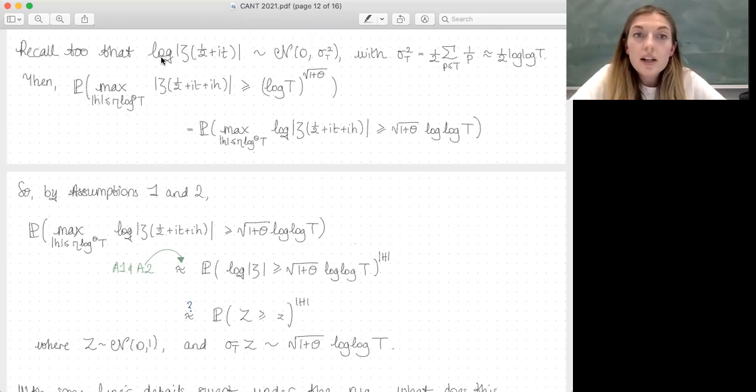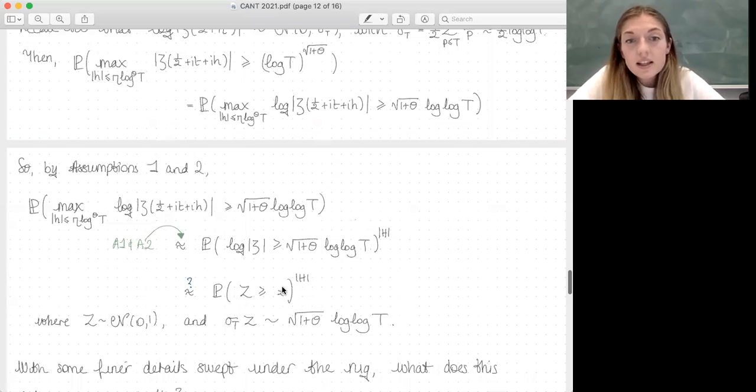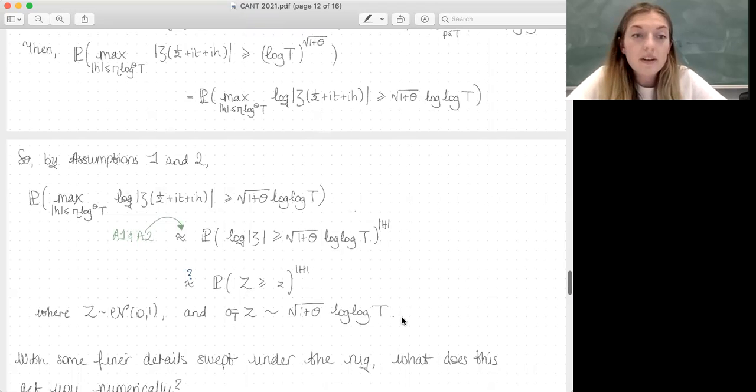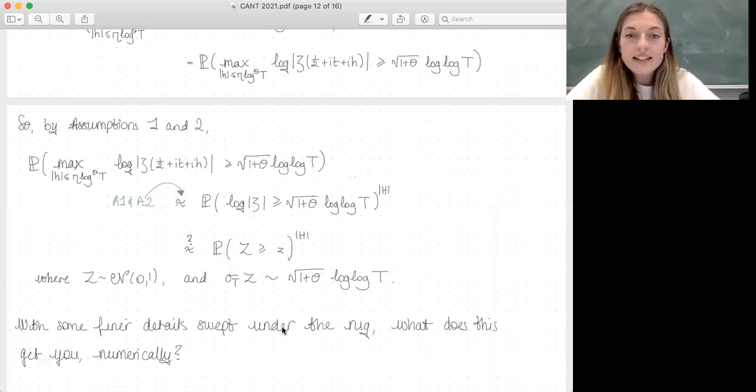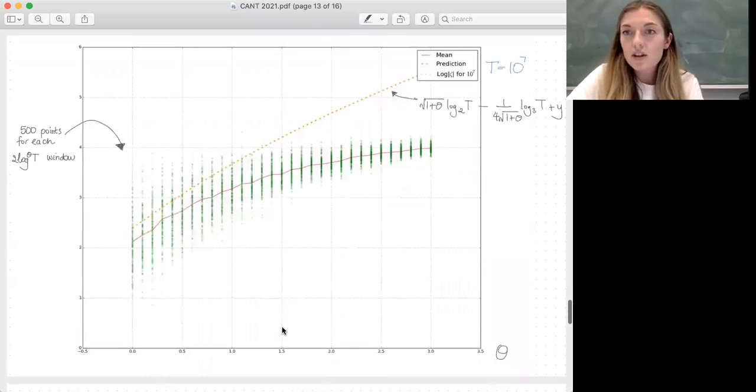I highlighted earlier that we have the Selberg central limit theorem. Selberg says that log zeta should be like a Gaussian with a variance that's like a half log t. So can we just model this probability with a Gaussian? You'd see that Z here is the standard Gaussian, and the size of this right-hand side would have to obey this property. Can we just feed that into numerics? Again, I'm sweeping a lot of the finer details under the rug, but what does this deliver? It delivers this graph here.